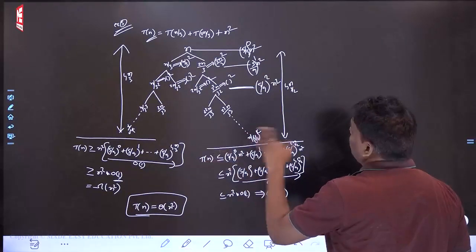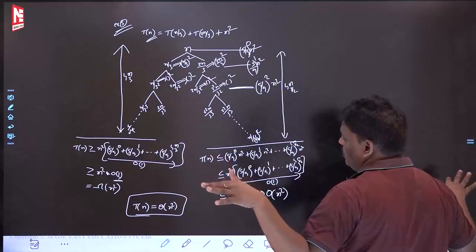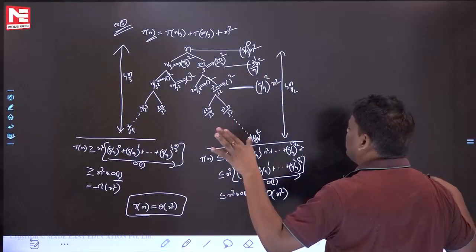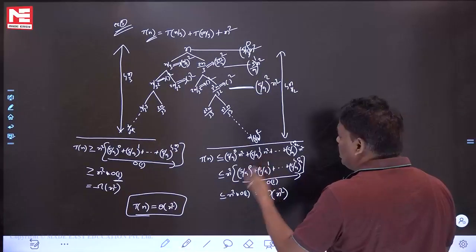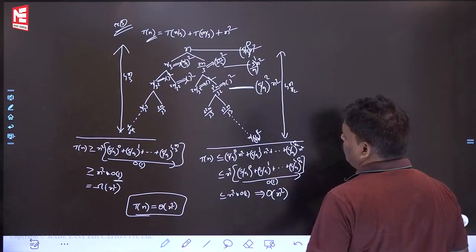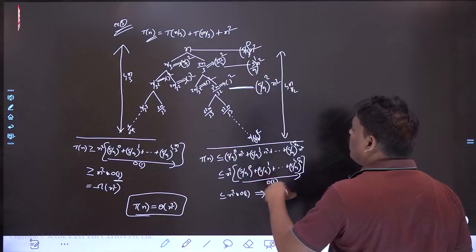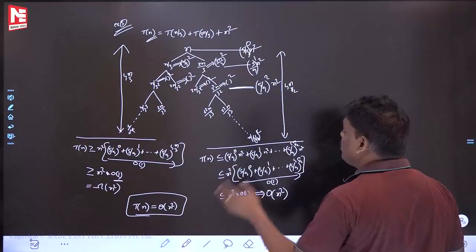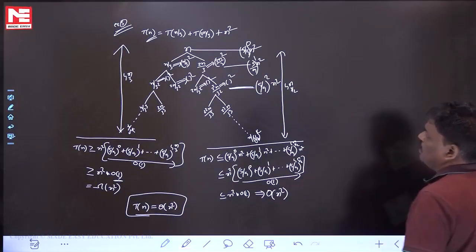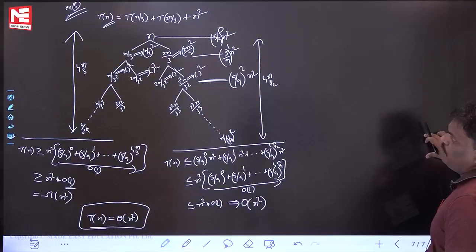Maybe left is more, maybe right is more, maybe both are equal. If both are equal, there is no problem at all. If they differ, one gives the upper bound, one gives the lower bound. They differ by a constant or a function. If they differ by a constant only, theta is possible. If they differ by a function, theta is not possible. Like that. This is the 5th example.